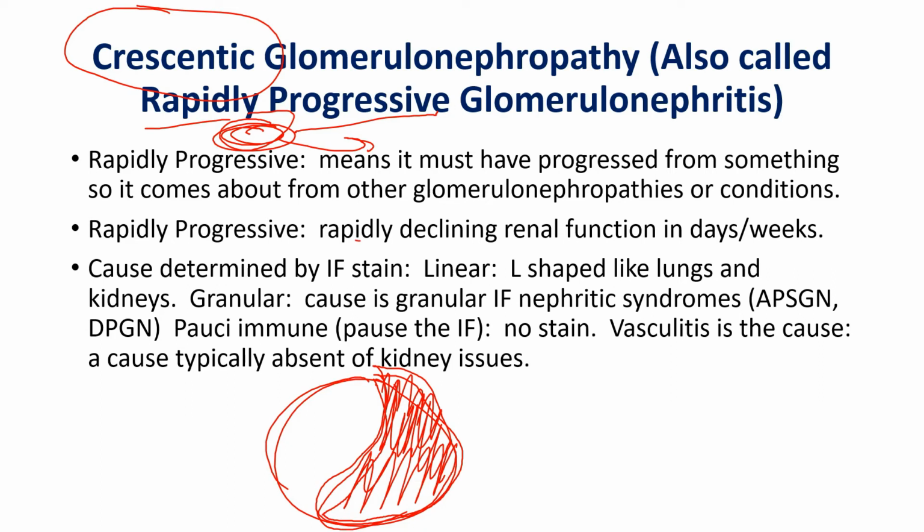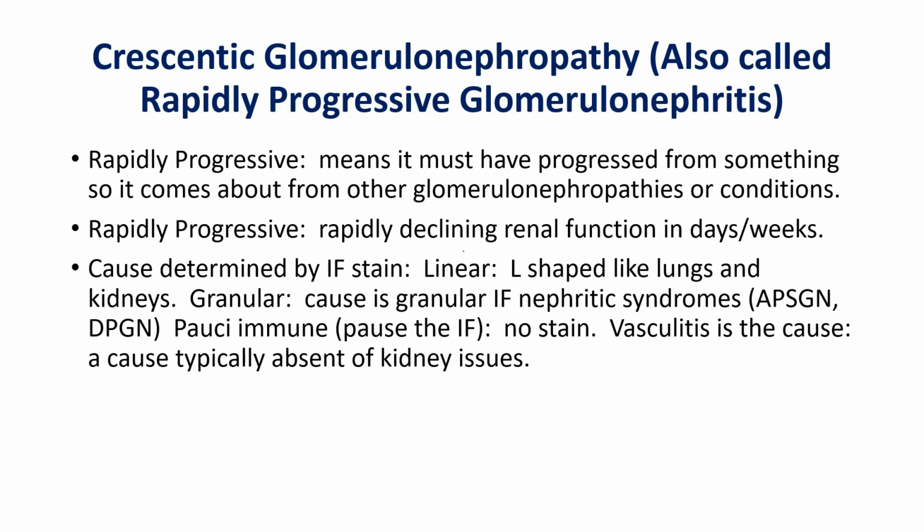Then they'll show you an immunofluorescence stain. We talked about this earlier. The immunofluorescence stains are linear, granular, and pauci-immune. There are other types, but these are the important ones for the nephritic syndromes. According to which of those it is, that will tell you what caused this crescentic glomerulonephropathy, this severe form of nephritic syndrome that has happened in the patient.